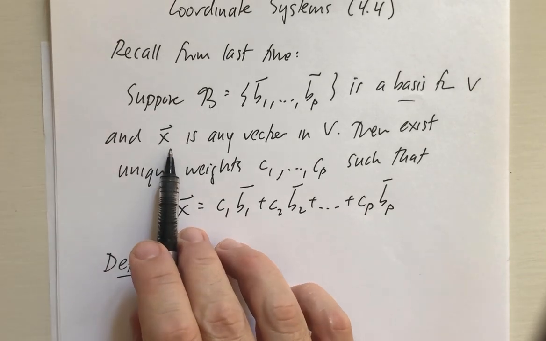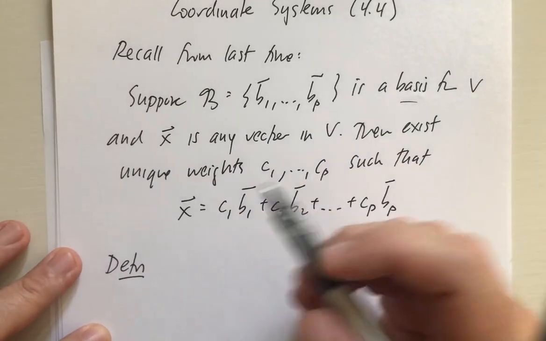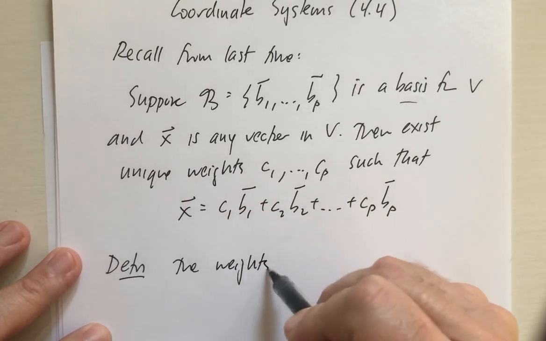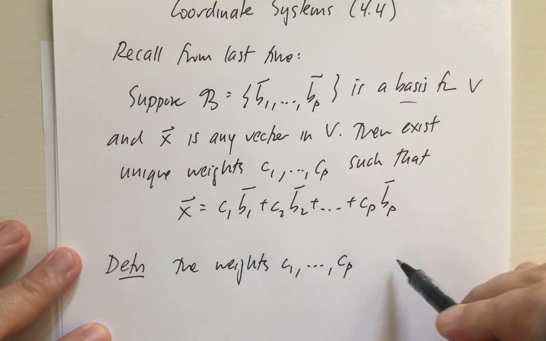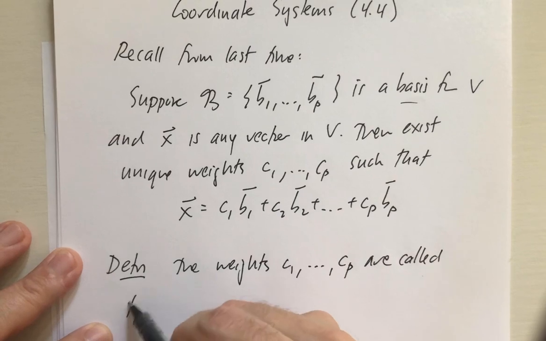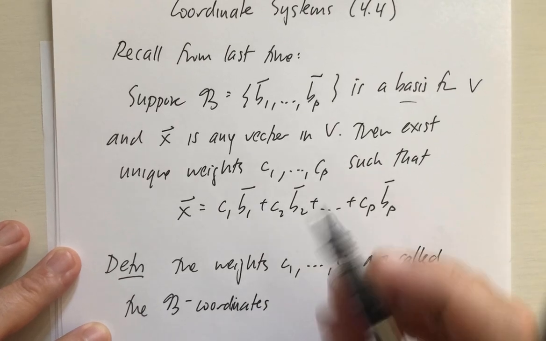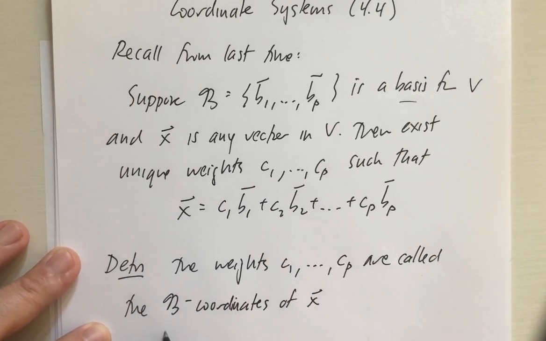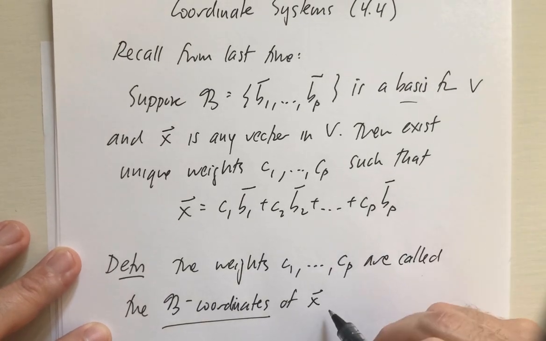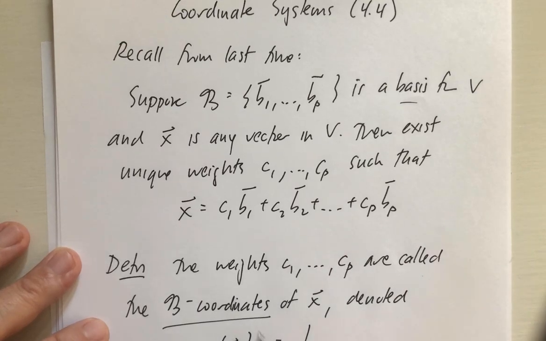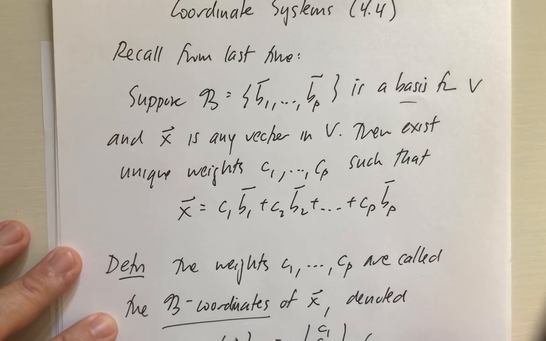Well, remember, you gave me this vector X, and it comes with these weights. So what I'm going to say is that the weights C1 through CP are called the B coordinates of the vector X. And this is denoted, let's see, with the notation X with the subscript B. And I'm going to write this as, the weights are a bunch of numbers, I'm going to put them into a vector. This is a vector in RP.